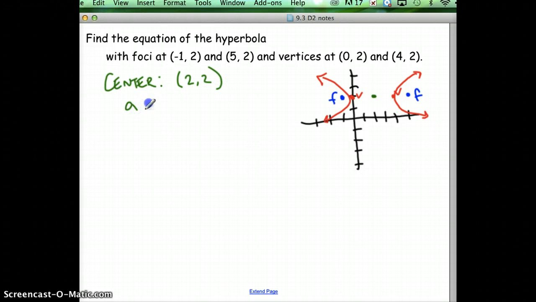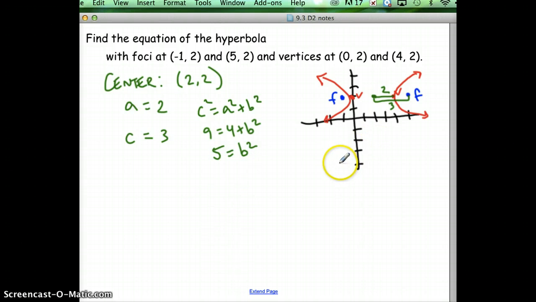A goes from center to vertex, so from the center out to each vertex is only 2. C goes from center to focus, so from the center out to the focus, that is 3, right? 1, 2, 3, yep. So C is 3. Now let's use our formula to get b squared. C squared equals a squared plus b squared. So that would be 9 equals 4 plus b squared. So b squared is 5.